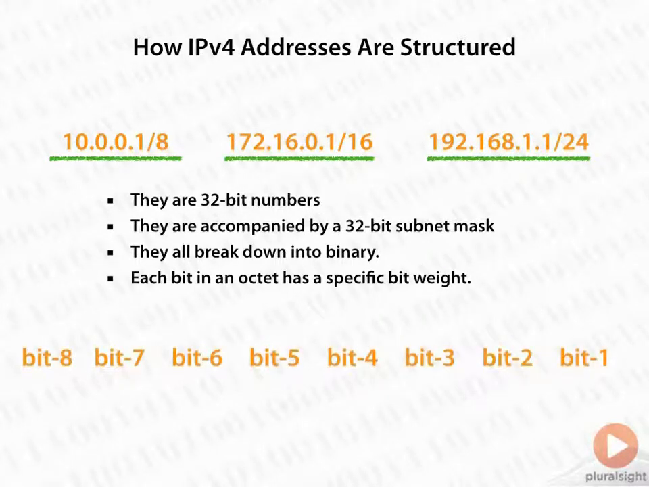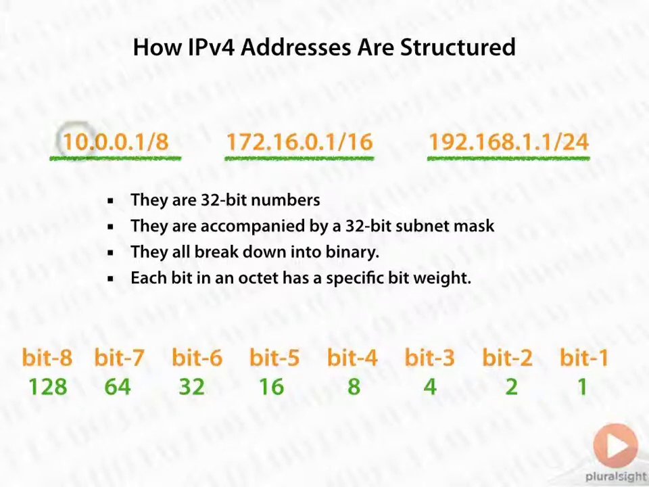We have bit 8, 7, 6, 5, 4, 3, 2, and 1. And if we were doing a conversion from decimal to binary, we would be responsible for figuring out which bits we would enable to equal the decimal value. So as far as the bit weights go, that looks something like this. Bit 8 is worth, or the value of that bit is 128. Bit 7 would be 64. Bit 6 would be 32, and so on.